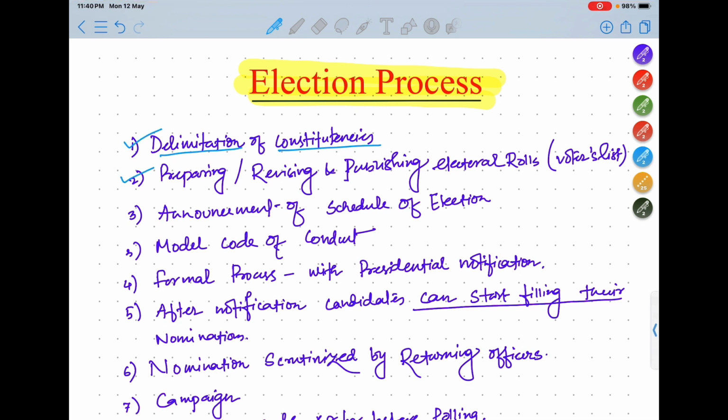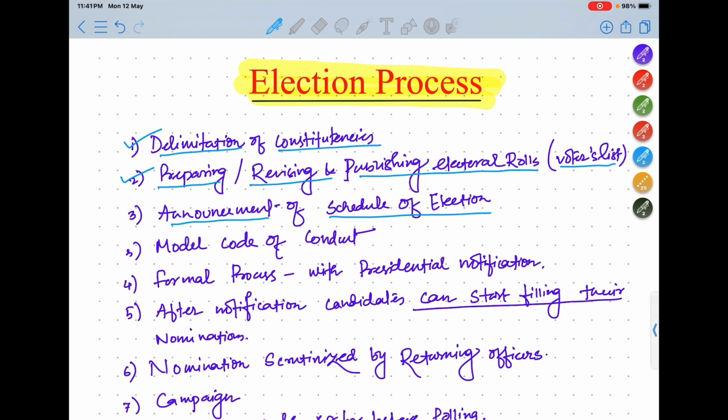Second thing, after delimitation, preparing or revising or publishing electoral rolls, the voter list. Okay, so the first thing in the election process is delimitation. Second step is, after delimitation, preparing the voter list. Next is, after preparing the voter list, announcement of schedule of election. Okay, so in the news you will be seeing the Election Commission of India declaring election. So that is basically announcement of election and also the schedule.